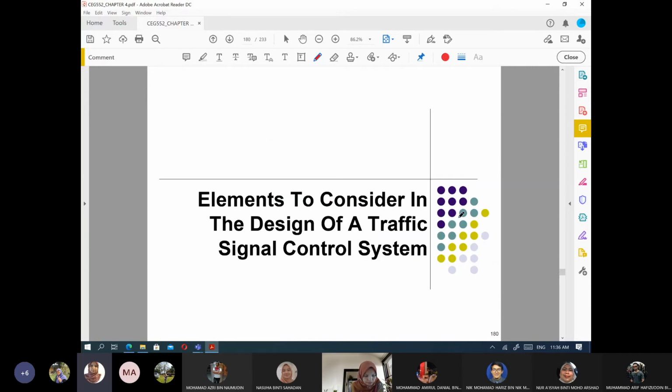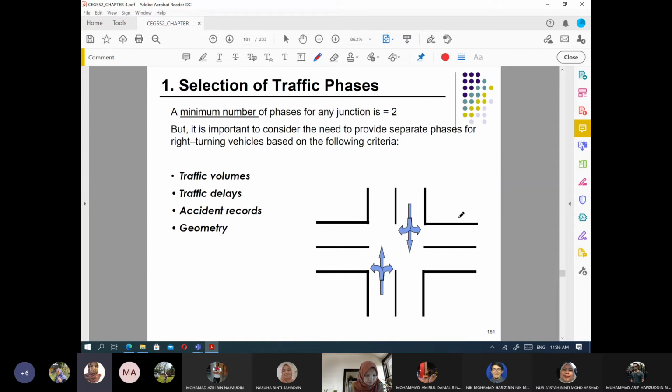Okay, elements to consider. This is the minimum number of phase lah. Paling minimum 2 fasa. 2 fasa tu maksudnya fasa north south 1, ni yang biru ni semua bergerak serentak, dan fasa east west fasa yang kedua. Okay. Tapi dalam keadaan ni bahaya tau. We don't really practice these 2 phase anymore. Right? Because of what? You see here yang going to the right and going to the right from here, dia ada conflict kan? Dia ada conflict.